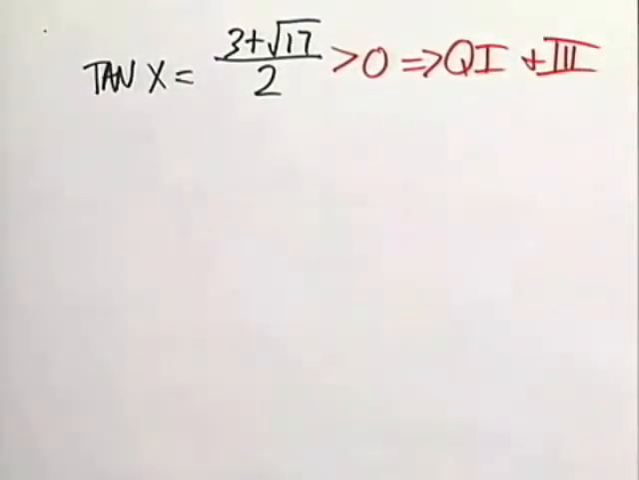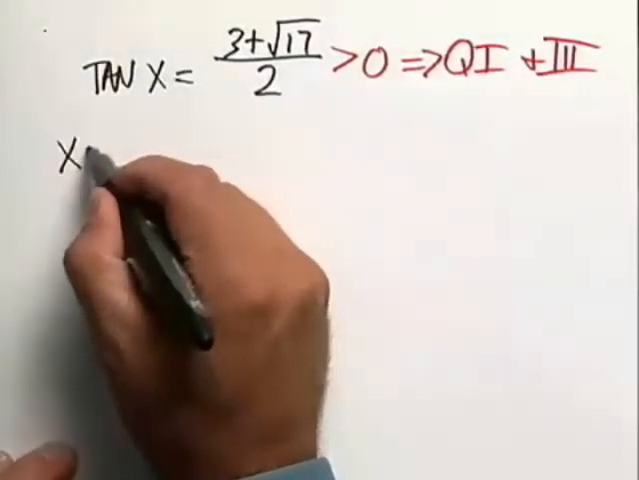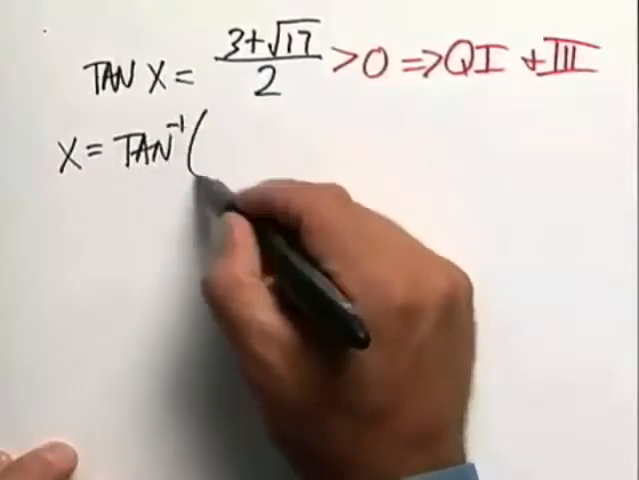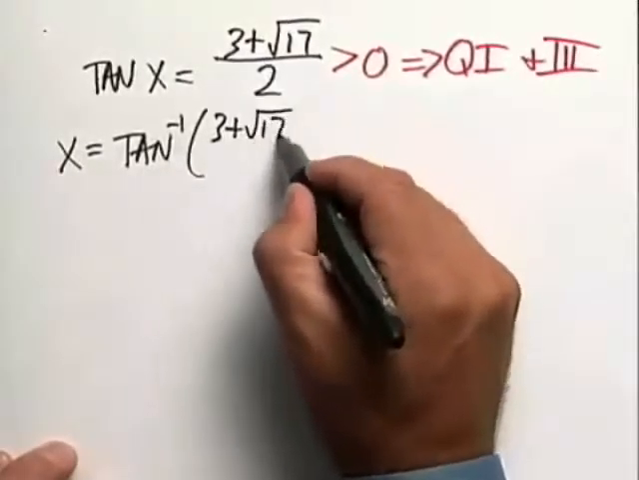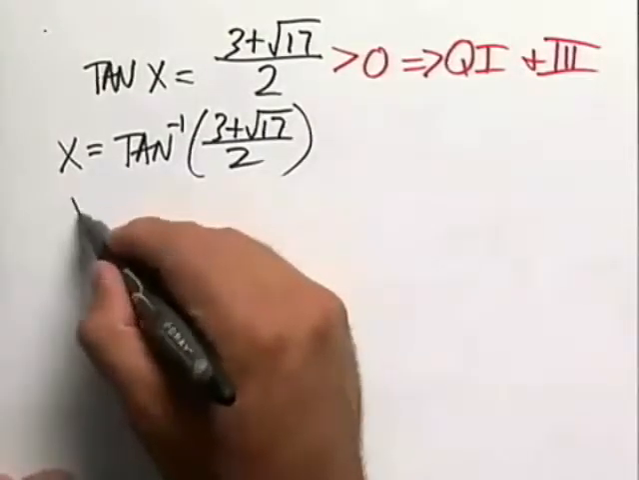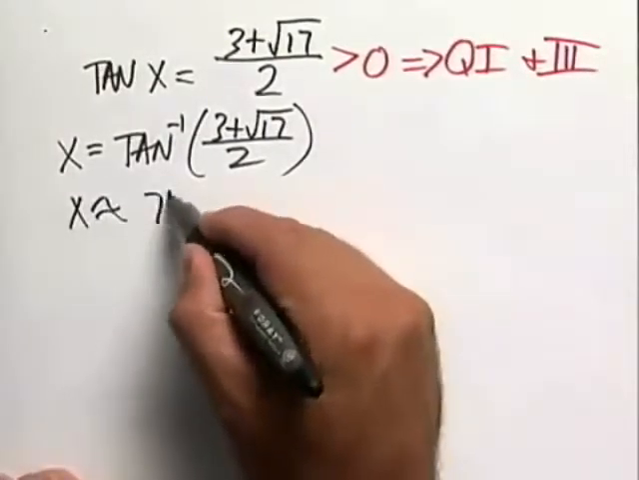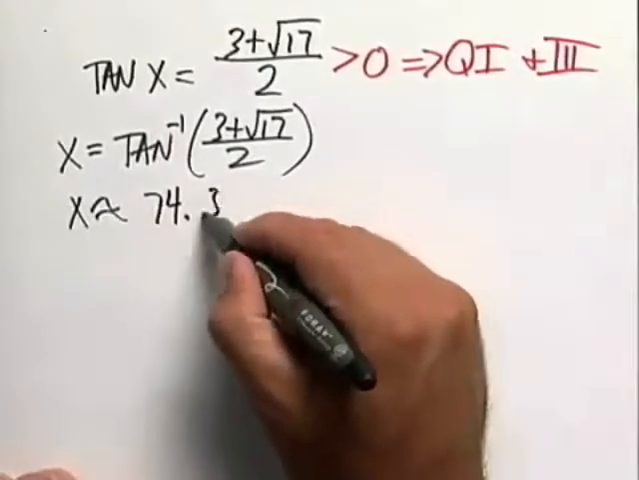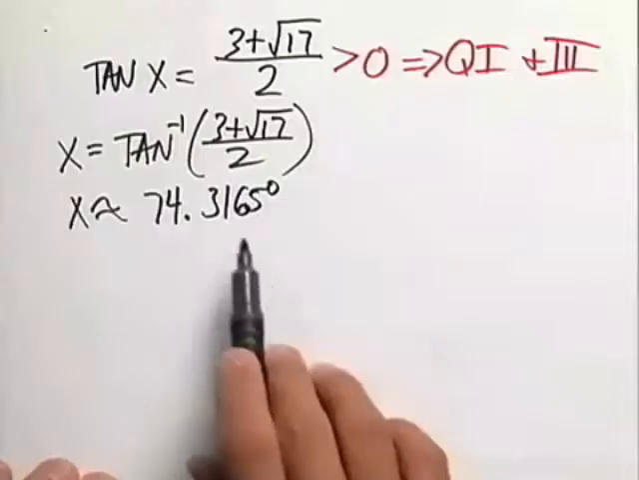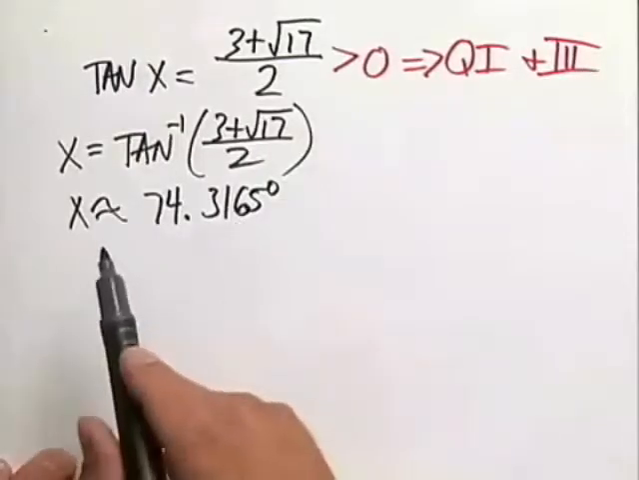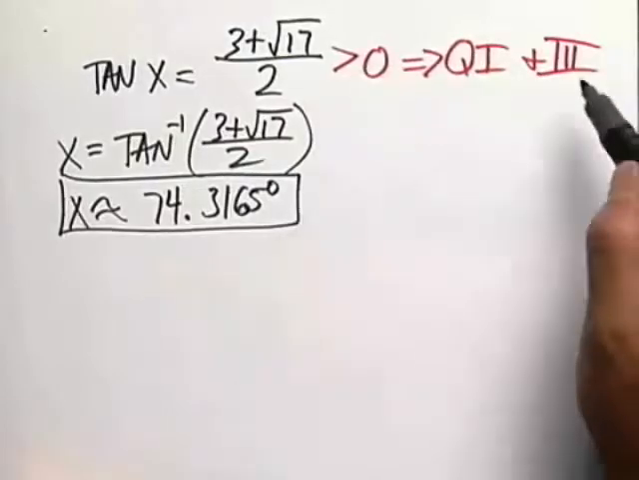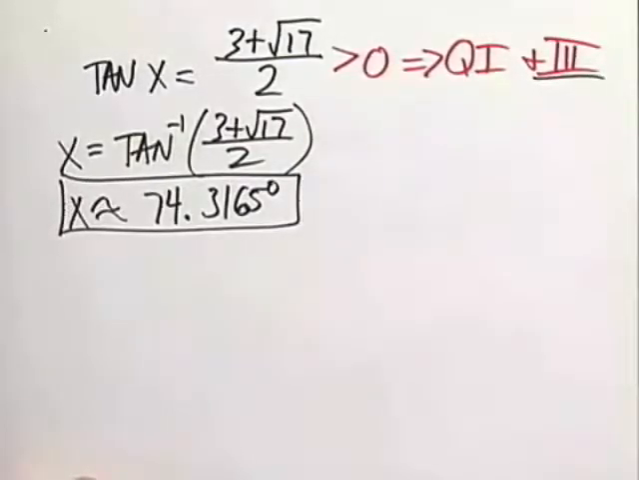So what we can do now is carefully put this into our calculator and take the inverse tangent of both sides. So we get the inverse tangent of 3 plus the square root of 17 all over 2. I recommend you do this in decimals first and get an approximate answer. In this case, 74.3165 degrees. Again, that's an approximate answer in quadrant 1. Now, because this is in quadrant 1, we know that this is our reference angle, and we'll use that to find our solution in quadrant 3.